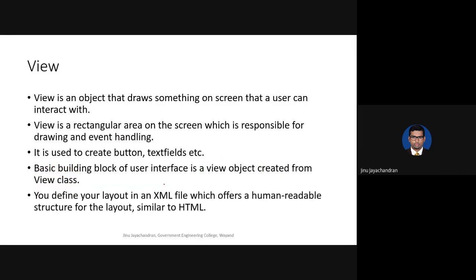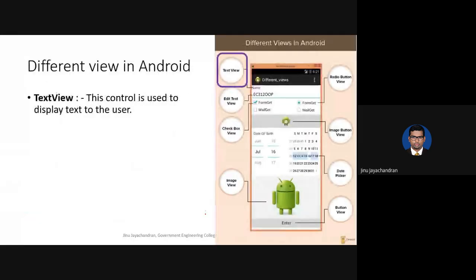Apart from that, there is something called a layout. Layout means how you are structuring your views in that particular screen. That's called a layout. So you need to specify the layout in an XML file, which offers a human-readable structure of the layout, similar to HTML. Let's see an example.